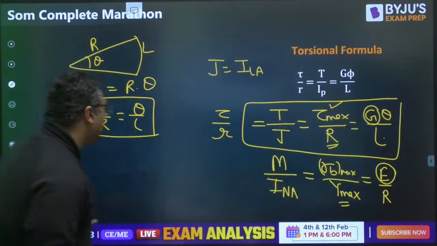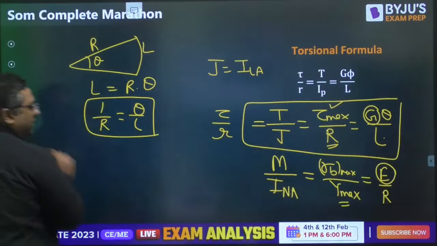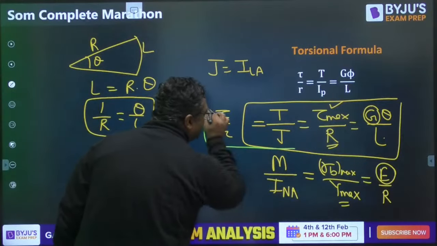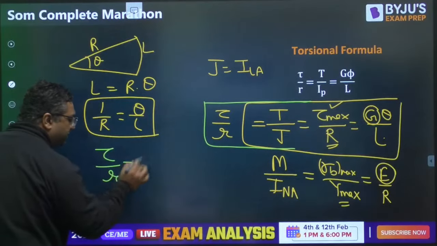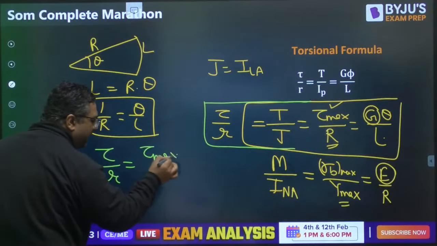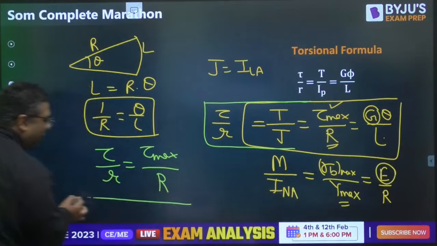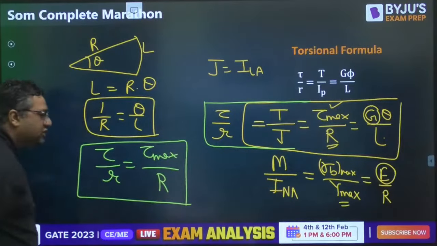But what I have written here is tau by small r also. I have added it because sometimes they can ask you a question from this, like tau max by capital R and tau by small r. What do you mean by this? How will the question be framed?